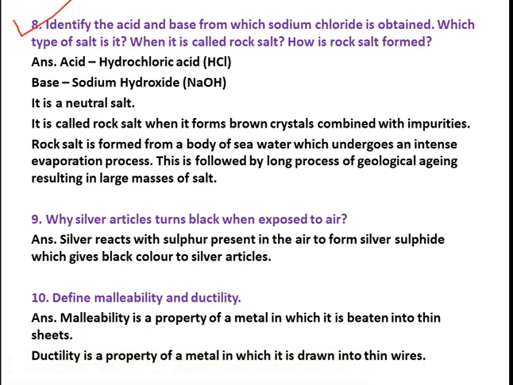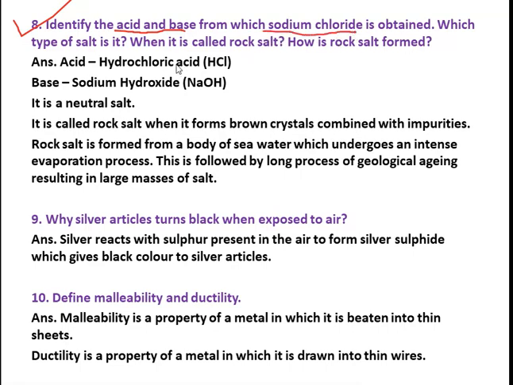Okay, now come to question number 18. Identify the acid and base from which sodium chloride is obtained. Which type of salt is it, and when is it called rock salt, how is rock salt formed? Okay, so we have to identify the acid and base which are present in the salt sodium chloride.